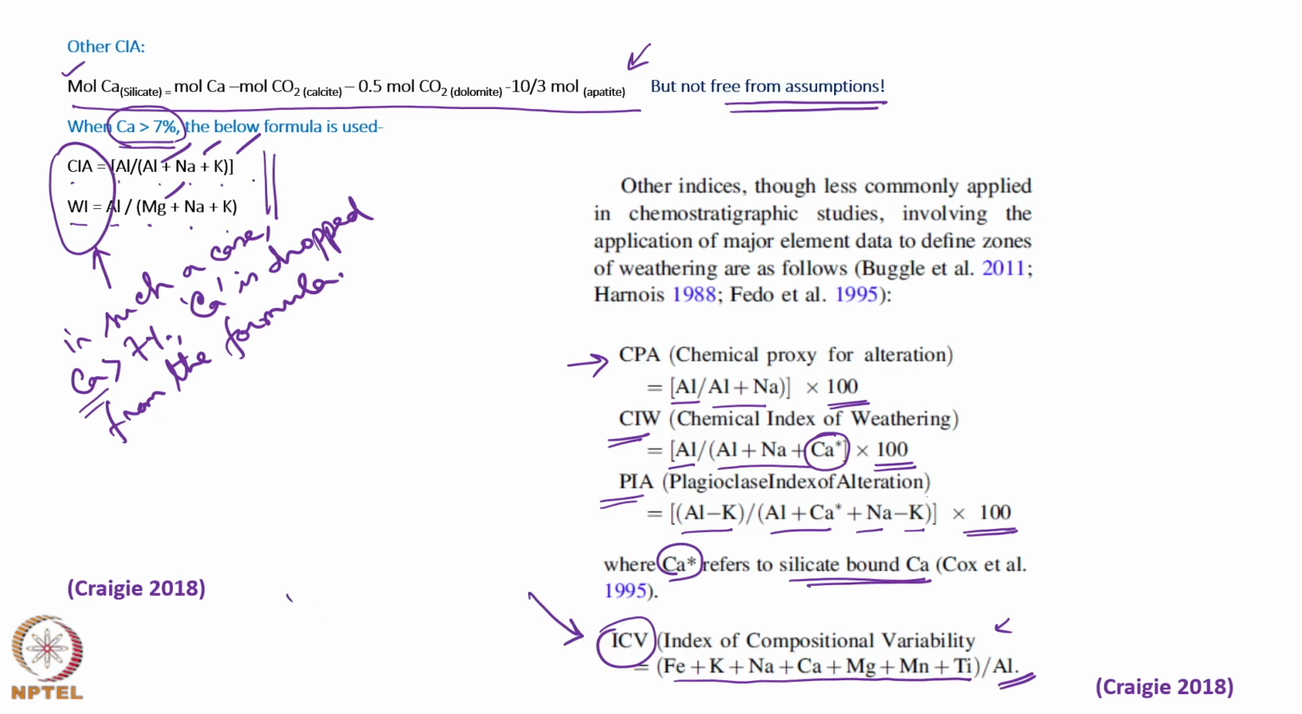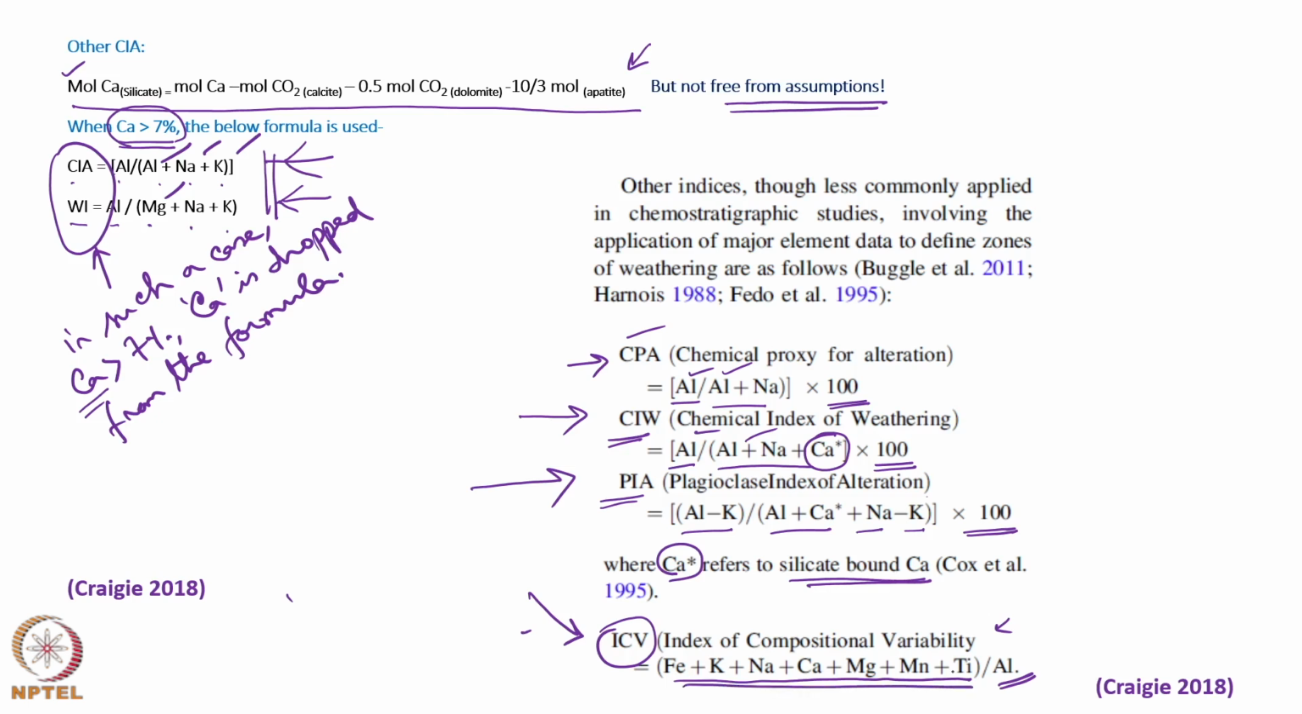Aluminium is in the numerator and denominator both in case of CIA, only in the numerator in the Wi formula, both in numerator and denominator in the PIA formula, and in case of CIW, both in the numerator and denominator. In case of CPA, aluminium comes both in the numerator and the denominator, whereas in ICV, aluminium does not come in the numerator.